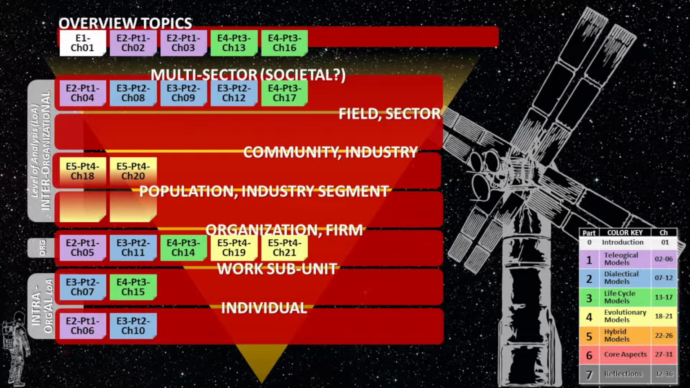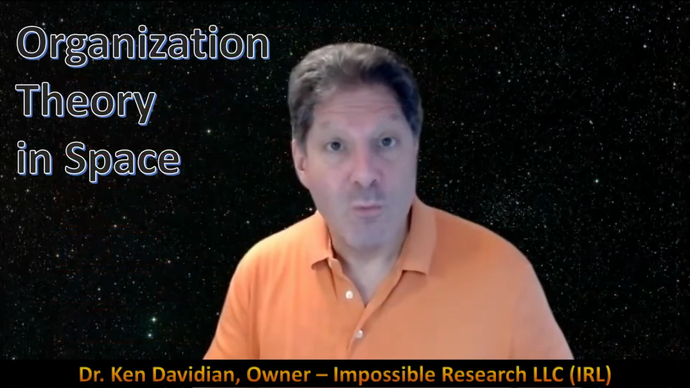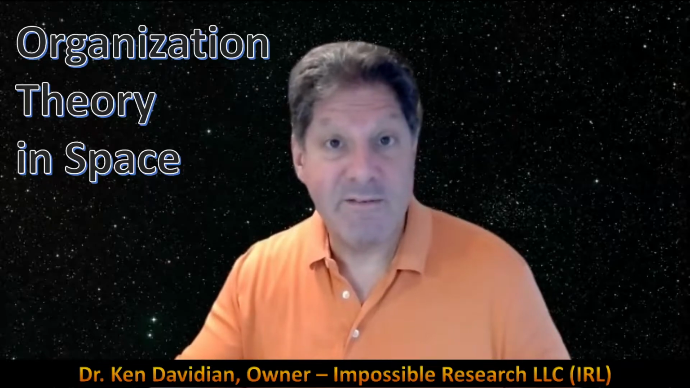So, looking at how this part of the handbook is distributed on the level of analysis hierarchy, the evolutionary model chapters are found at the overview and societal levels, and also at the organizational and intra-organizational levels. I don't know if that means anything, and we'll just keep an eye on this as we keep covering the rest of the book. So how does the evolutionary motor relate to the space industry, the space sector?